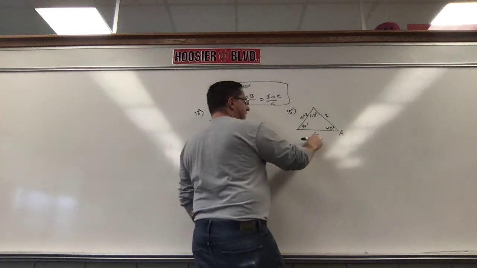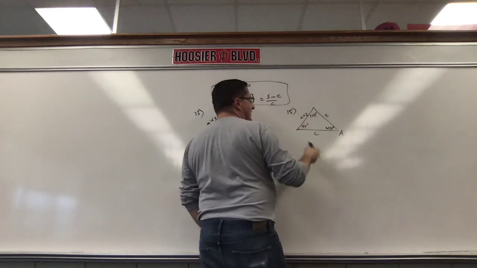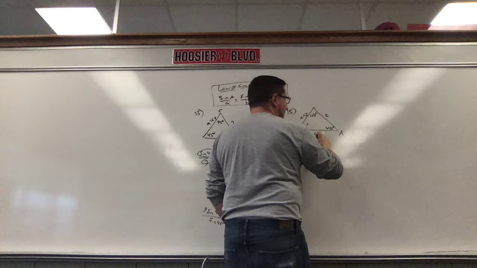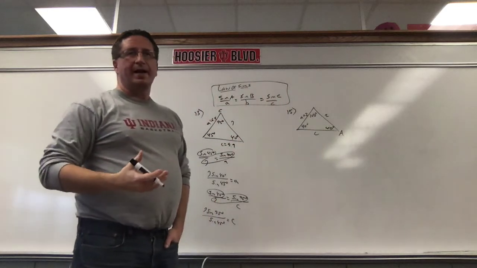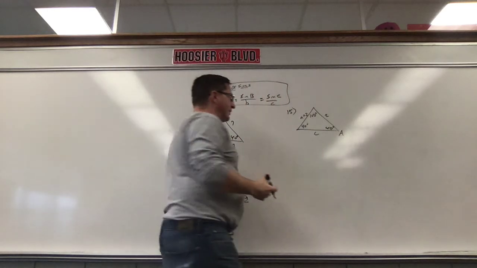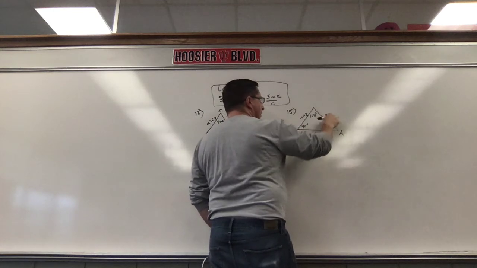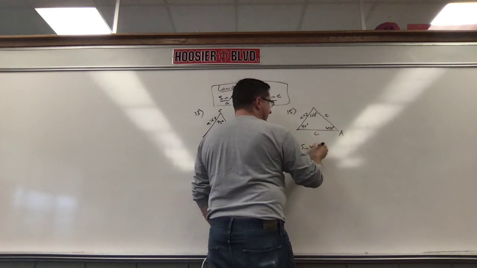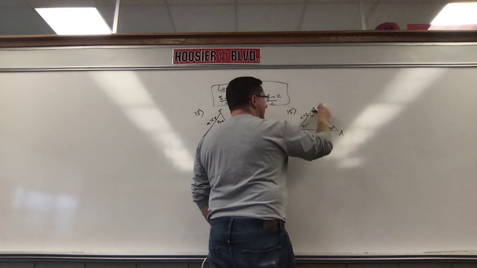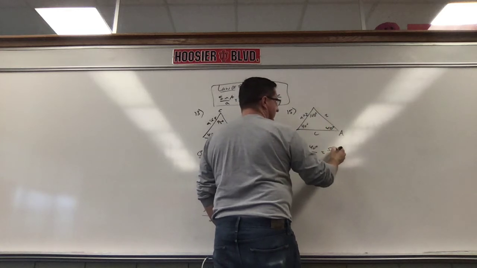We've got to find out what C is. And be careful. Some students say, well, can't we use the Pythagorean theorem? We have two sides, we just need the third side. That only works on a right triangle. This is not a right triangle. So I've got to find capital C, so I'm going to use the sine of 40 over 2 equals the sine of 100 over C.